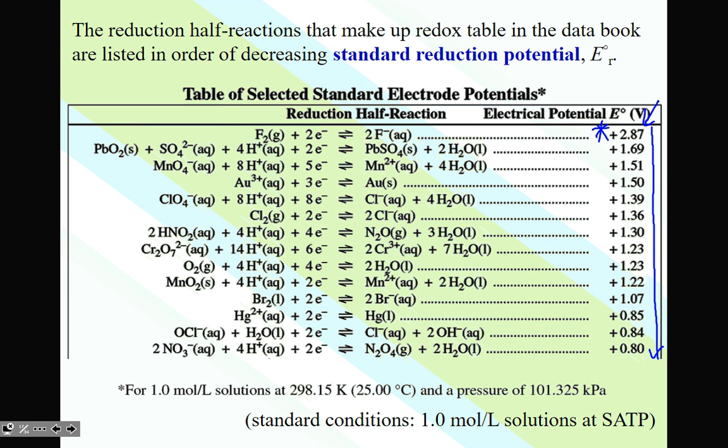If you take a look at that, this is also your strongest oxidizing agent, and moving down to the far end, that would be your strongest reducing agent. So basically, the reduction half reactions that make up the redox table in the data book are listed in order of decreasing standard reduction potential. And remember, the units for that are volts. This happens at 1.0 moles per liter solutions at SATP. Remember, SATP is 25 degrees Celsius and a pressure of 101.325 kilopascals. Those are your standard conditions. That's just some background info, no big deal there.